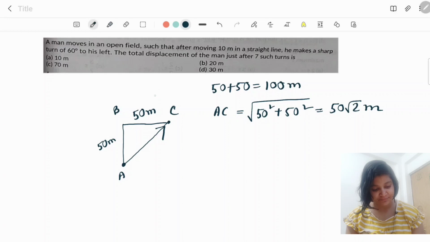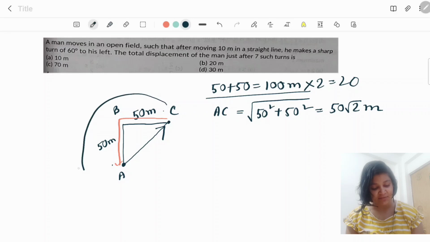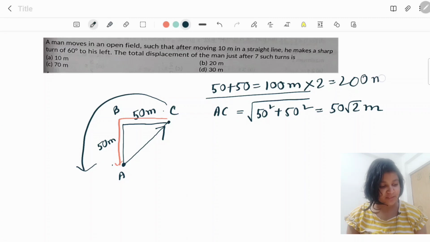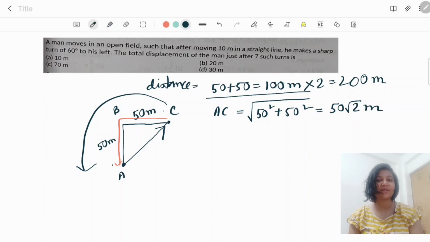Similarly, after I have done buying all the things, I have returned home by the same path. So at this moment, the distance I have traveled has increased and it has become 100 multiplied by 2, so 200, because I had to go from here to here and then again come back from here to here. So I had to travel double the path. So now it has become 200 meter, which is the distance traveled. But what is my displacement? My initial and the final position is same. I am at home now. So my displacement becomes 0.